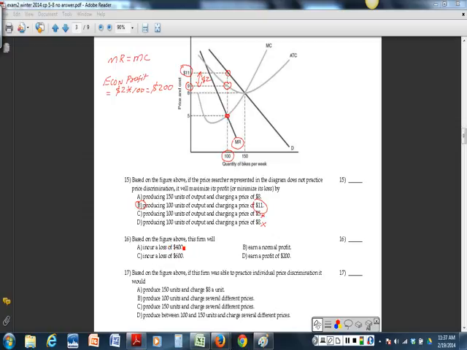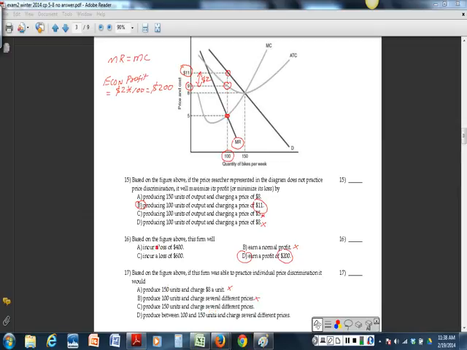Based on the figure above, the firm will incur a loss? No, it's making a profit. Earning a normal profit? No, it's earning a $200 profit. So the answer is D. What about 17? Producing 150 units and charging $8? No, we know it's producing 100 units and charging several different prices. It's not charging $8. Producing 150 units? It's not producing 150. It's producing between 100 and 150 units and charging several different prices.